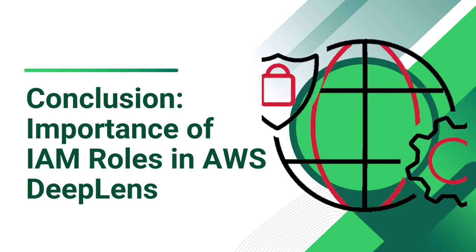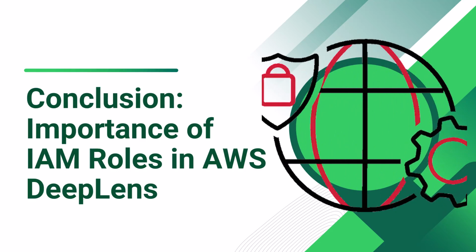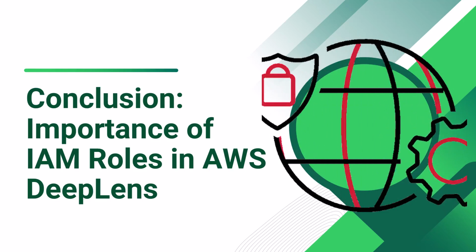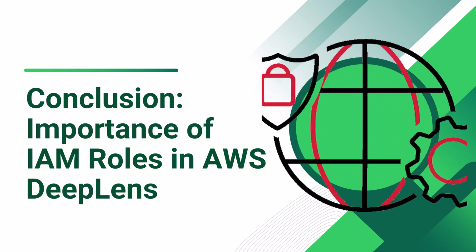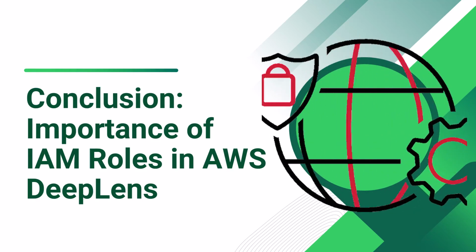IAM roles aren't just an extra layer of security. They're the backbone of AWS DeepLens functionality. Assign the right roles, audit frequently, and enjoy a smooth integration with AWS services. Think of roles like traffic signals. They keep everything flowing without collisions.